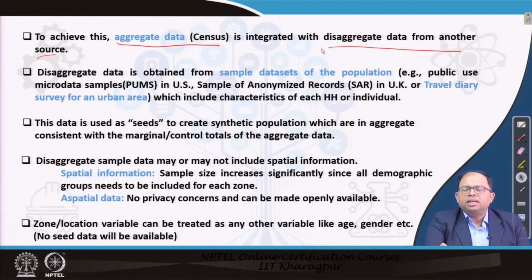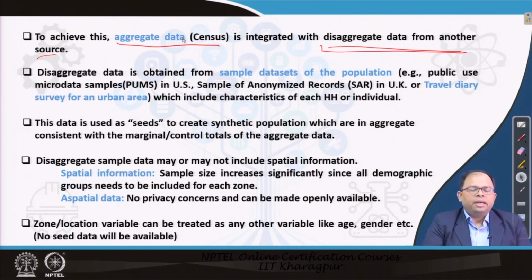So we need detailed disaggregate data, which could be gathered as a sample from the overall individuals of that particular area. Using the characteristics of that data, or the distribution of those demographic variables in it, we can create the detailed data sets for each individual zone, for which we only have the total values.